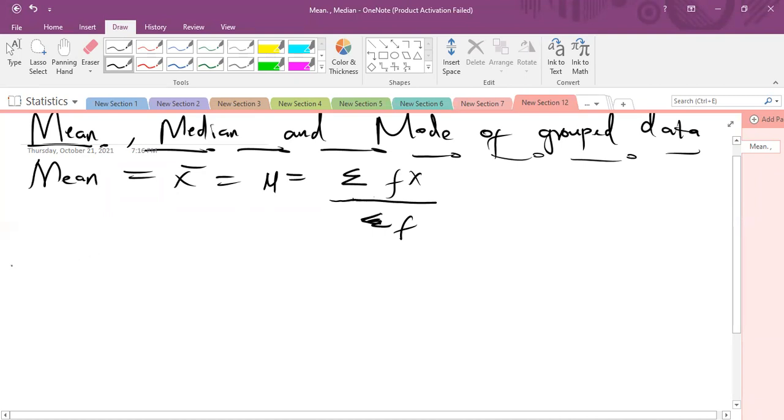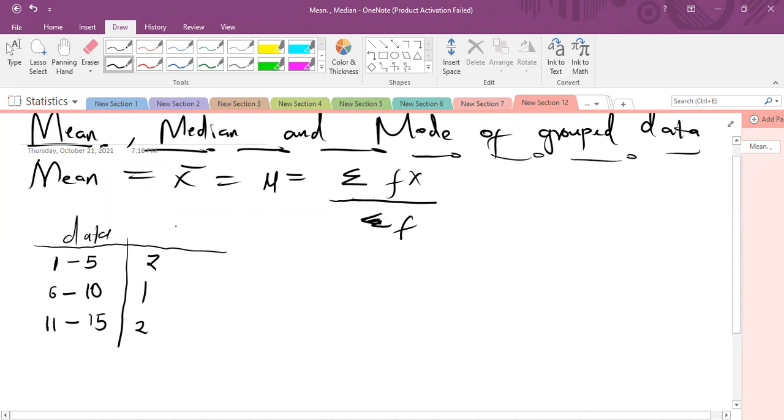So let's take some data which is grouped, and let's see how exactly we get the mean. Let's say you have data sets with values 1 to 5, then 6 to 10, then 11 to 15. Let's just have that. Then you have frequencies 2, 1, and 2 as well. So this is your data and this is your frequency.